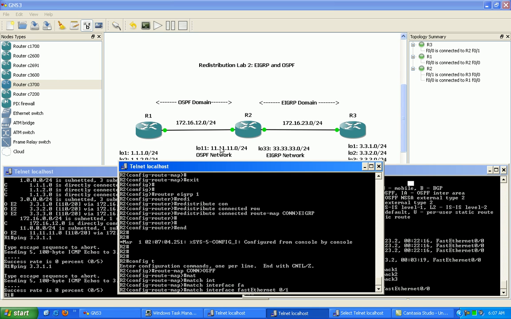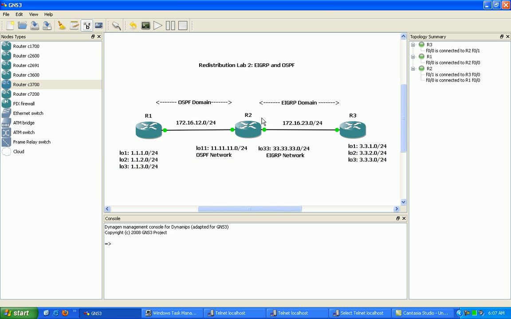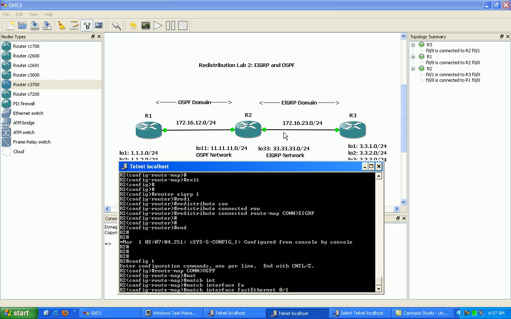Why are we matching on that? Again, because by default, when we did the redistribution of EIGRP into OSPF, you have to remember that not only were the EIGRP learned routes from router 3 being redistributed to router 1, but we were also redistributing the networks that were known via router 2 via the network statement within EIGRP. In this case, the directly connected 23 network.